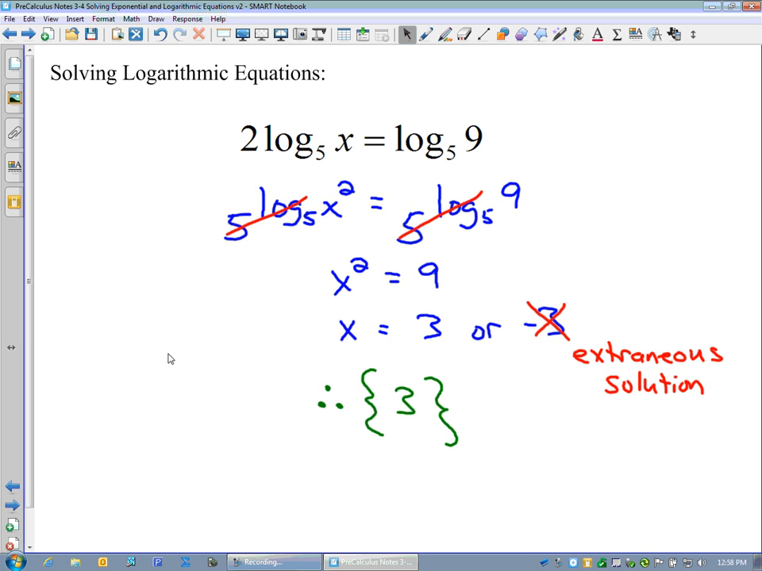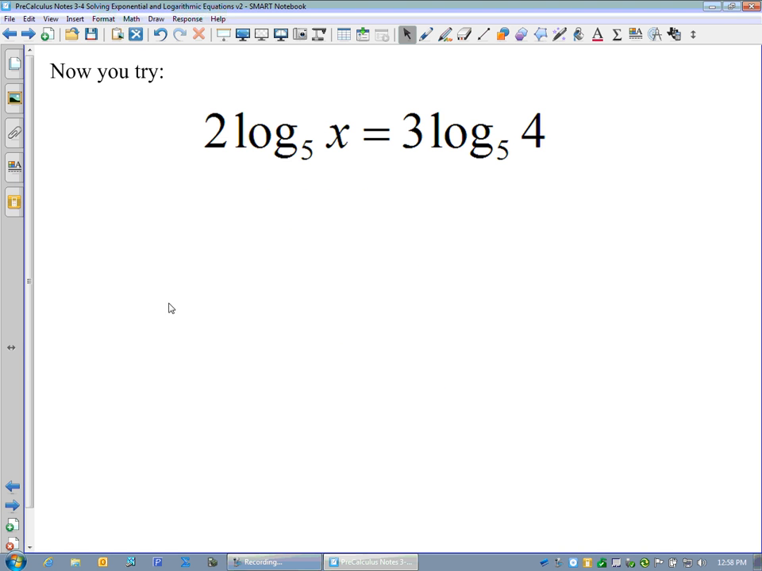All right, let's let you try one. Looking at this equation, go ahead and pause, work the problem, and then I'll be with you shortly.